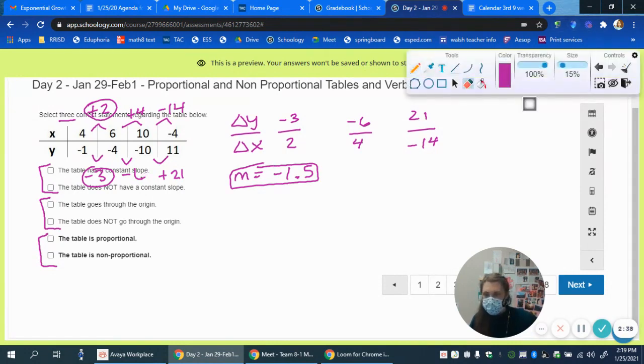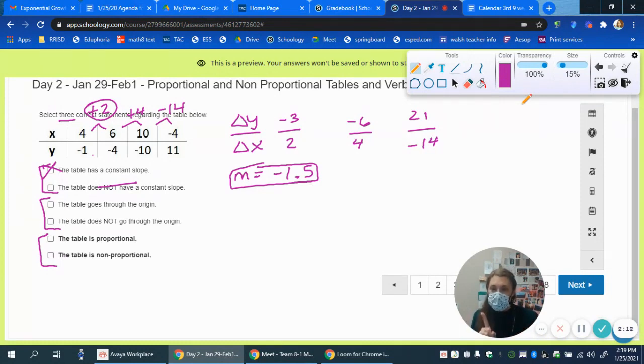So let me clean out some of this work right here. So that means my first checkbox has to be right here. This is false. Now, here's the trick. This is the hard part now. I've confirmed that it has a constant slope. It's looking good, but we have to determine if it goes through the origin. If it goes through the origin and has that constant slope, it's proportional. If it's missing one of them, it's no good.